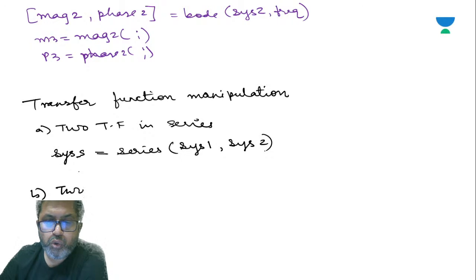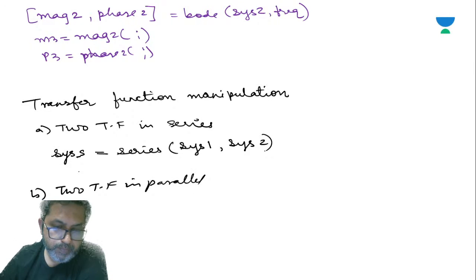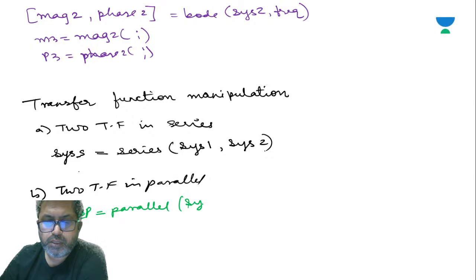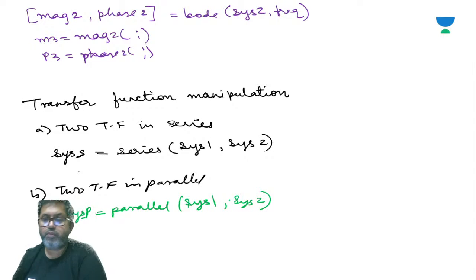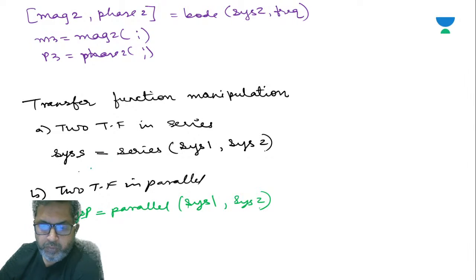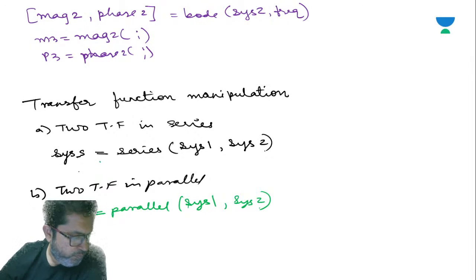B, two transfer functions in parallel. Sys P is equal to parallel sys1 comma sys2. Okay. And this is the response.